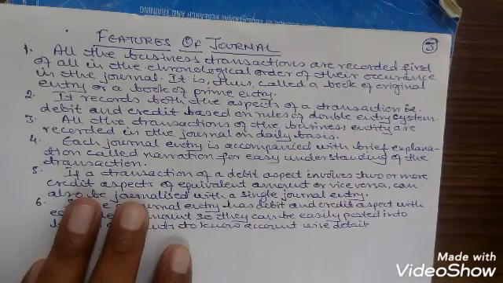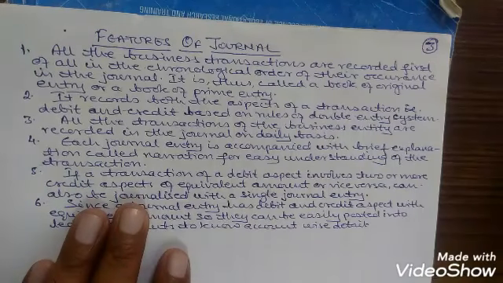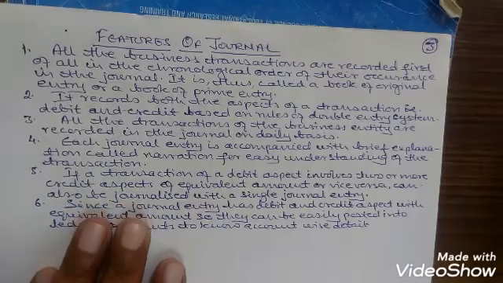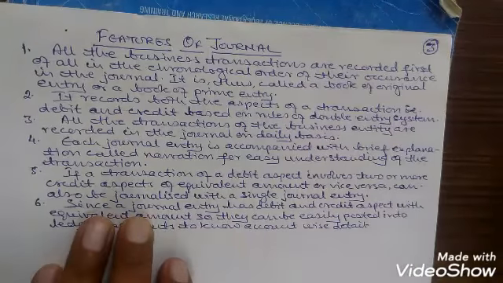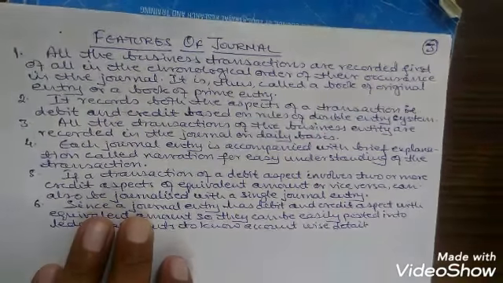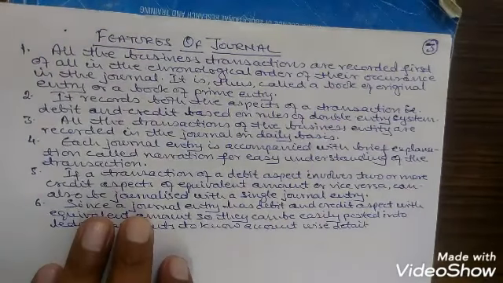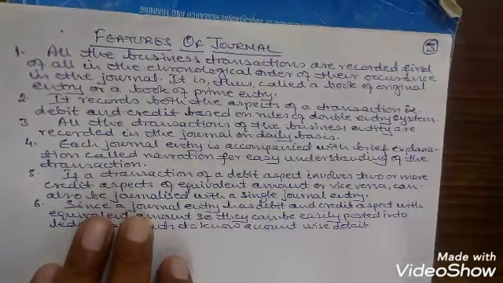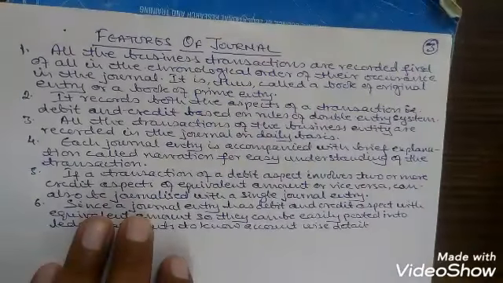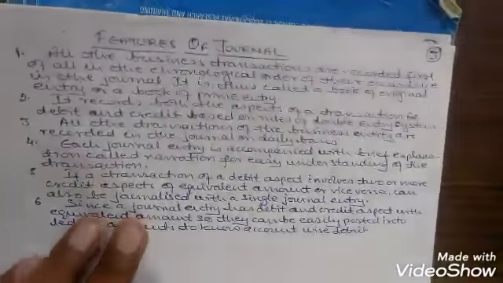Fifth, if a transaction of a debit aspect involves two or more credit aspects of equivalent amount or vice versa, it can also be journalized with a single journal entry. When any debit has a corresponding two or more credit entries, or any credit entry has a corresponding two or more debit entries, they all have to be passed in the journal.